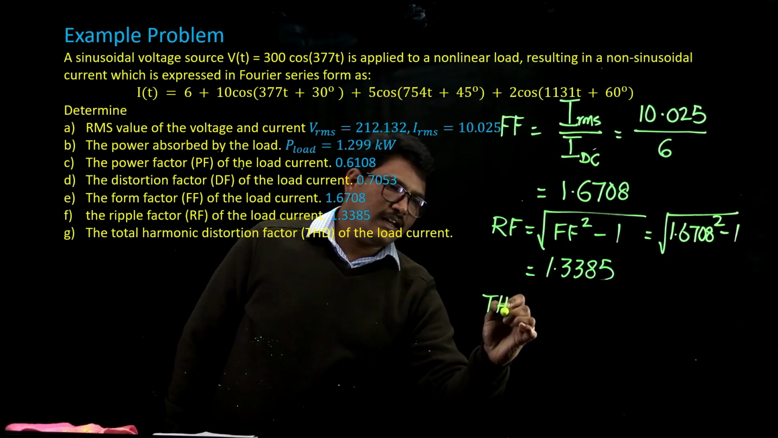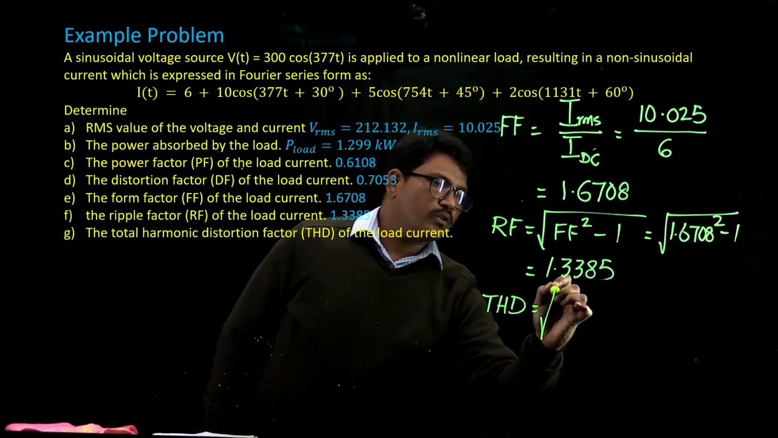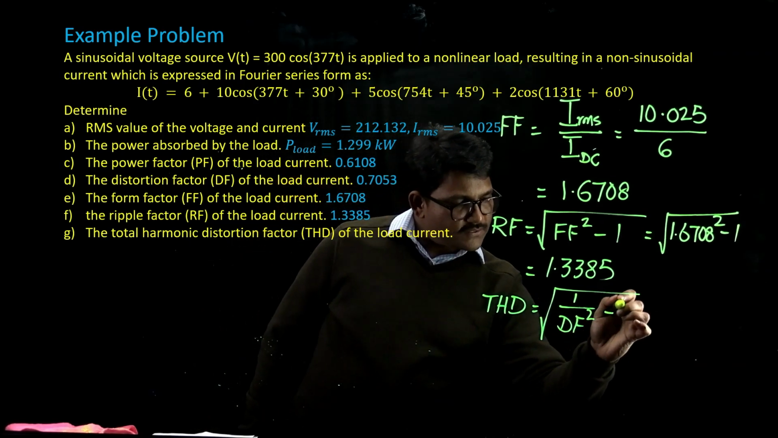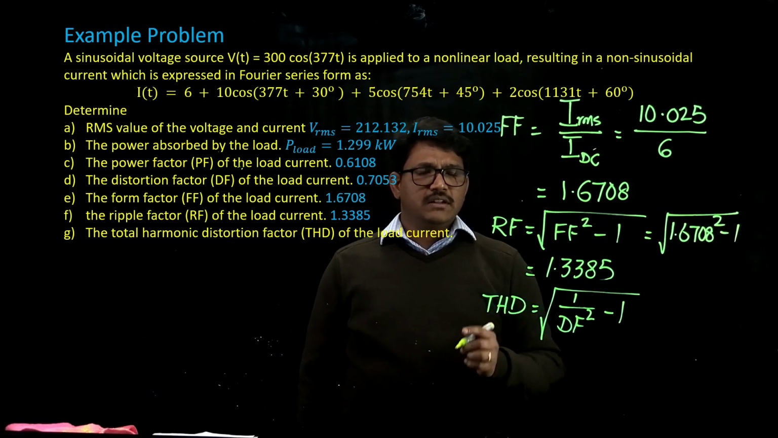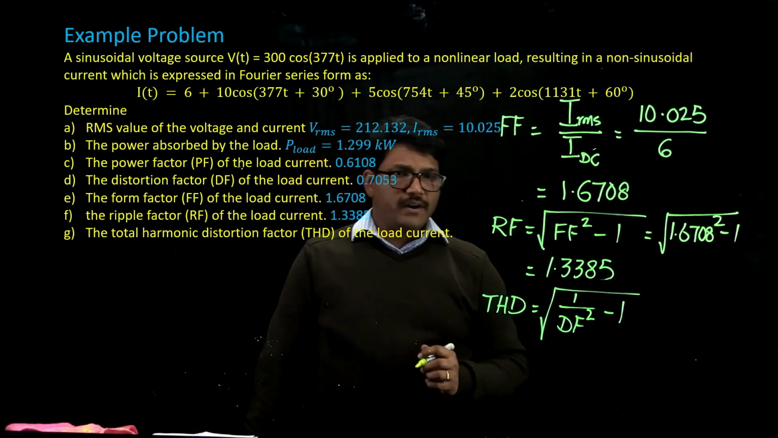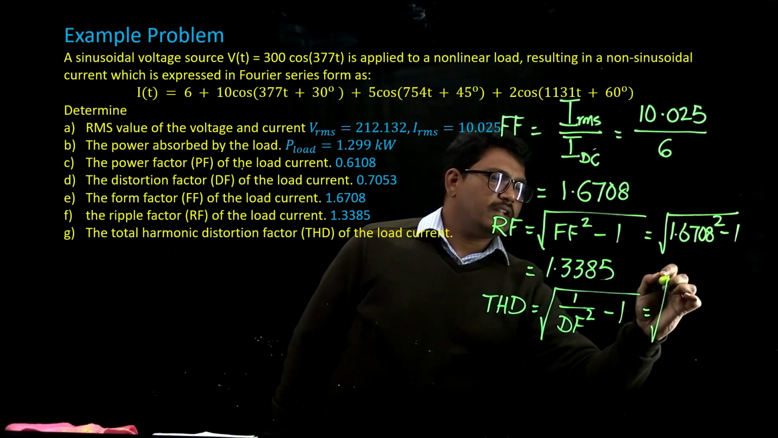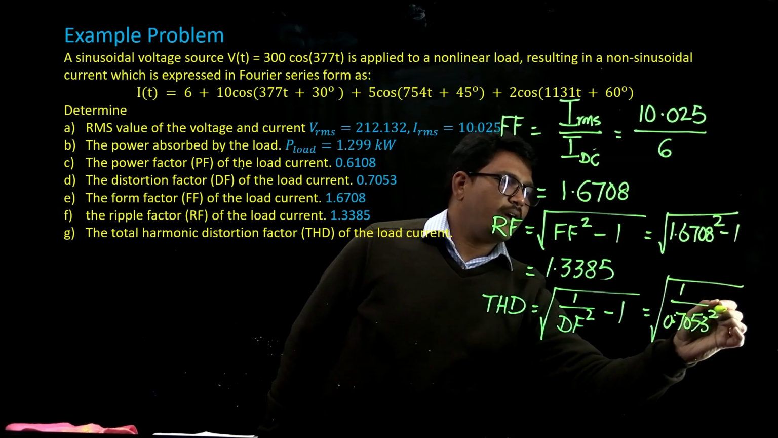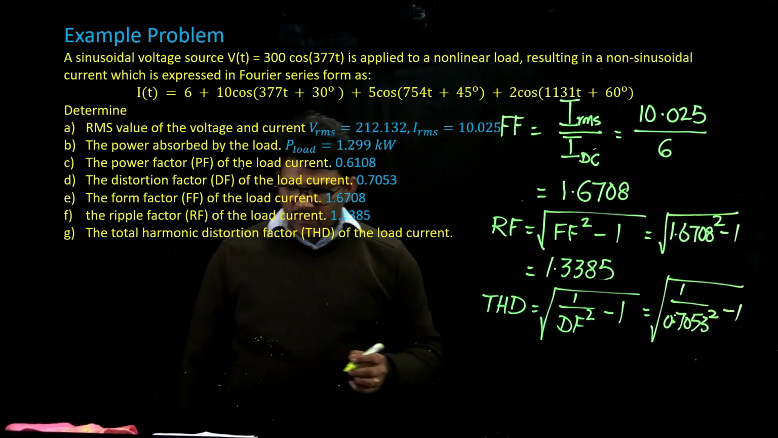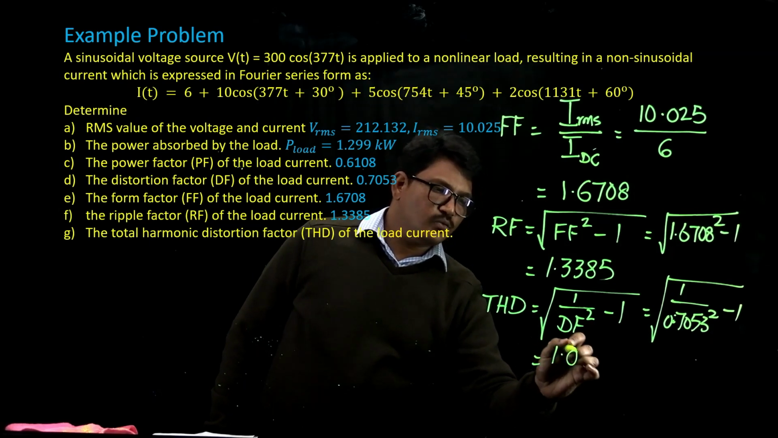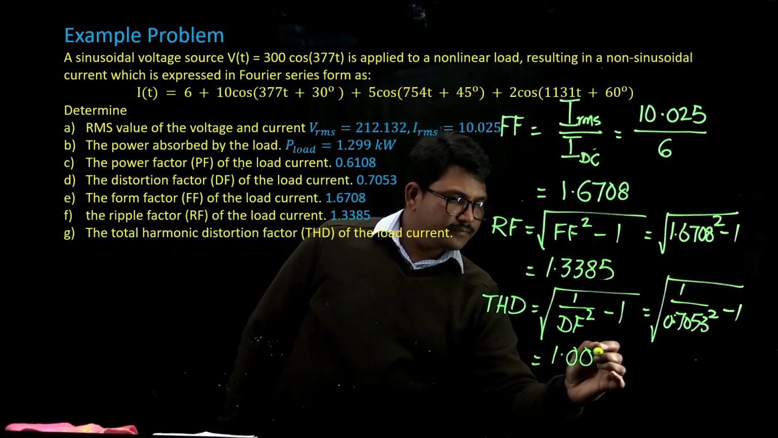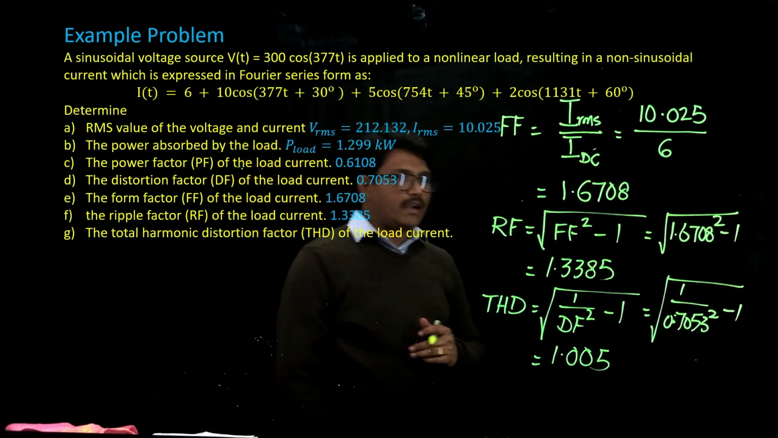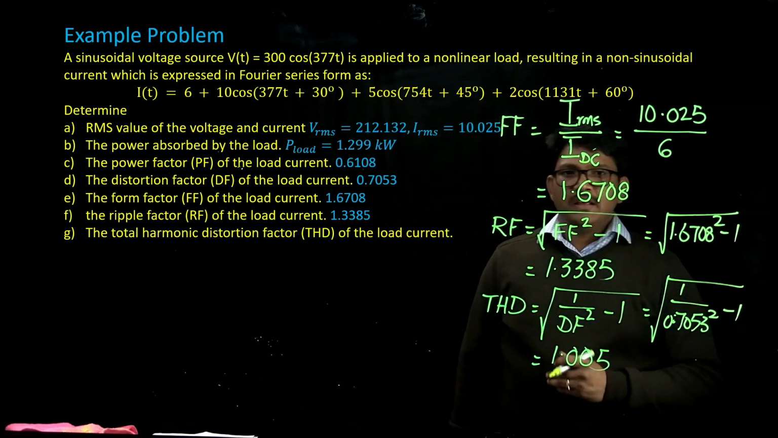And after that, if you wanted to get the total harmonic distortion factor, THD, it is going to be square root of 1 upon distortion factor square minus 1. We already have the distortion factor calculated, that is 0.7053. So if you substitute 1 upon 0.7053 square minus 1, then you will get the value of the total harmonic distortion as 1.005. So this is how various power quality indices for a given voltage and current can be calculated.